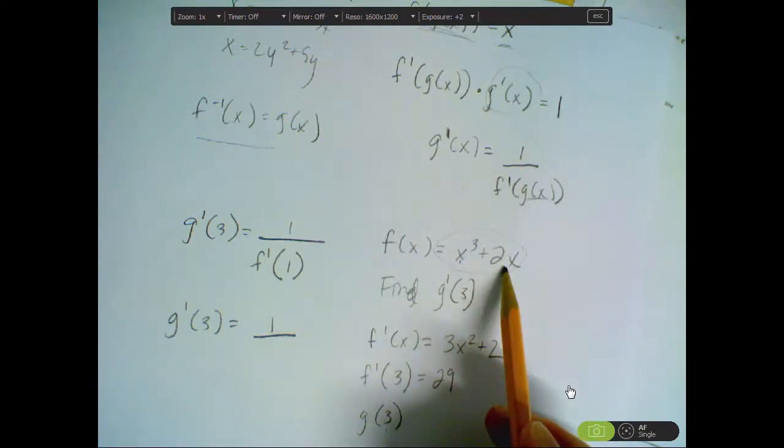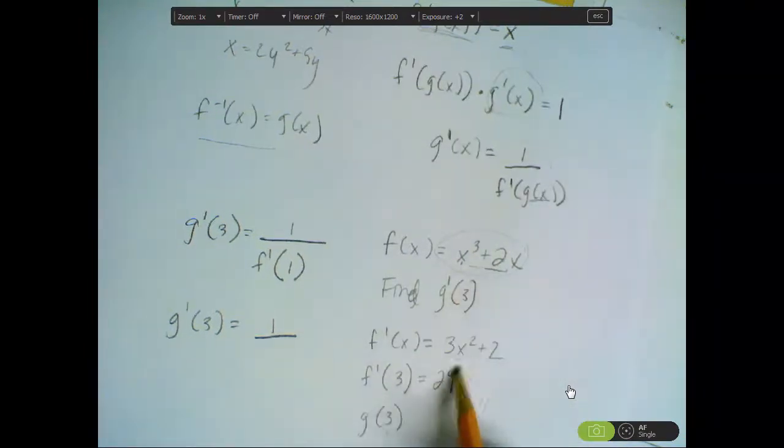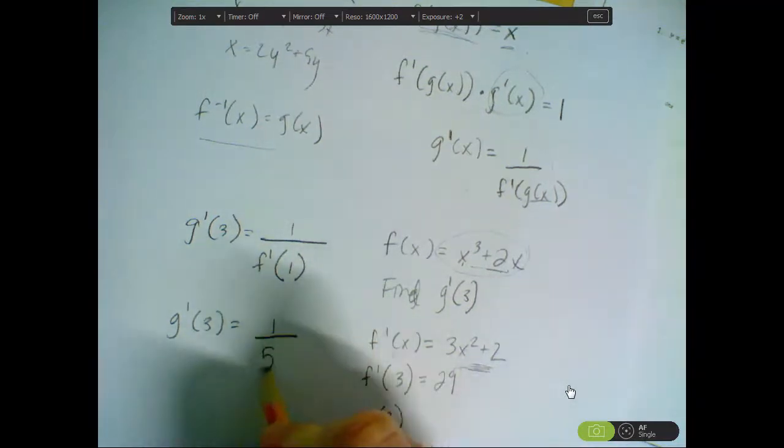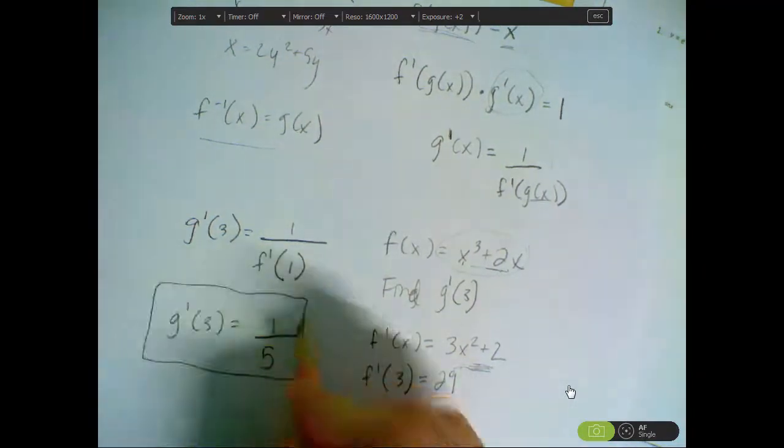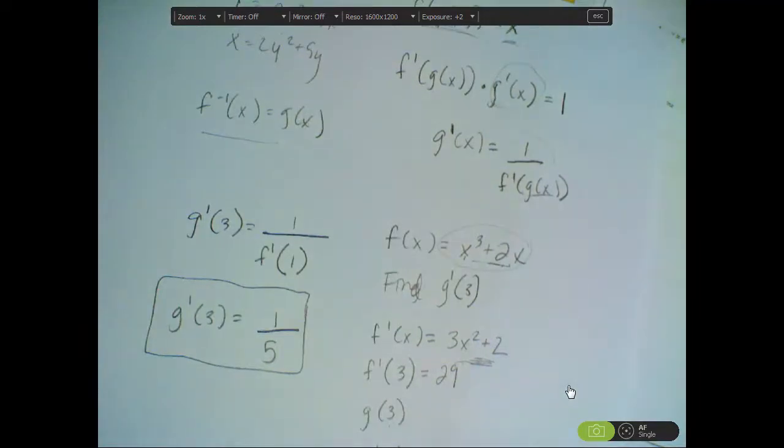Plug it in. Oh, don't plug it in there. Plug it in here to the derivative, f prime. And you get 5. There's your answer. G prime of 3 is 1/5. Again, I know it's a lot.